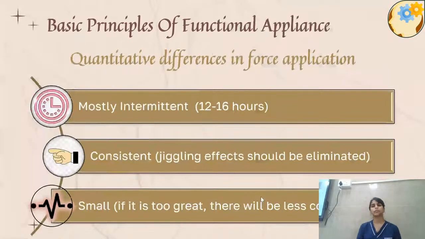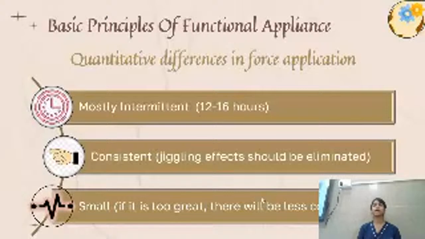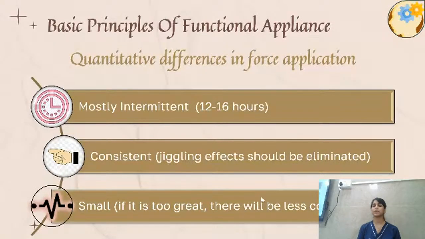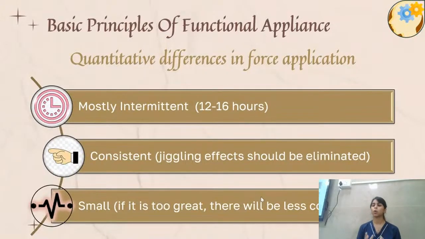So, what are the quantitative differences in force application? Earlier it was believed that with functional appliances, the forces should be intermittent for 12 to 16 hours. They should be consistent to prevent the jiggling effect, and they should be small, because if they are too much, then the compliance will be very low. But all of these things, especially the force being intermittent, were challenged over the years, which we will talk about later.